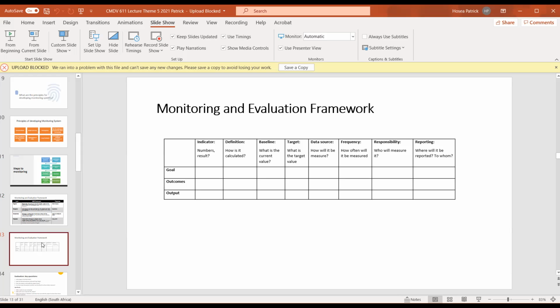Responsibility, in the sense of who is responsible to measure that particular project or that particular activity. Who is supposed to measure? And then the reporting. Where are we reporting to? To whom are we reporting? Right? So first, we need to determine who is responsible, and then we need to determine our outlets. Our outlet in the sense of where do we report, who do we report to, and the like. So these are some of the things we need to be familiar with.